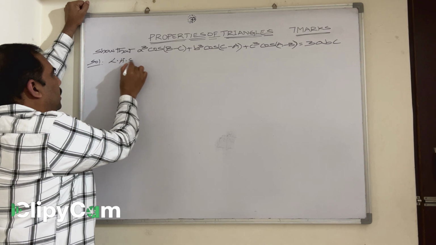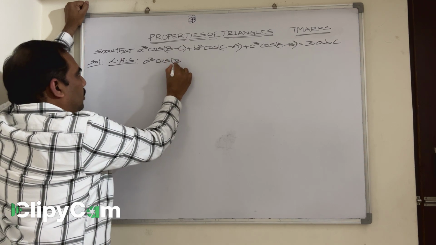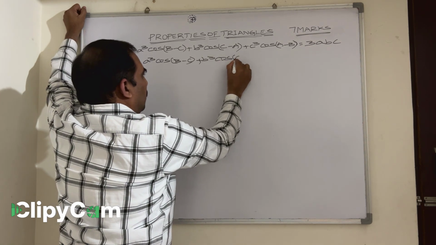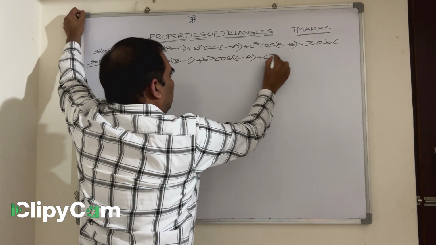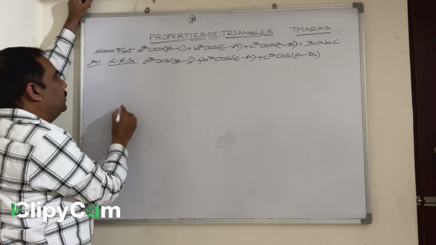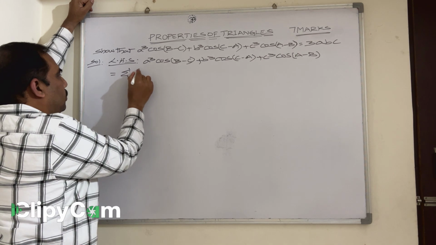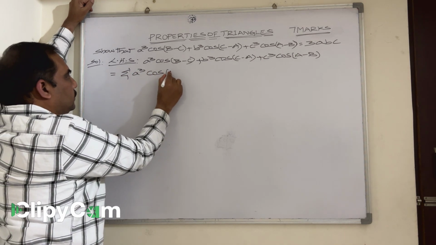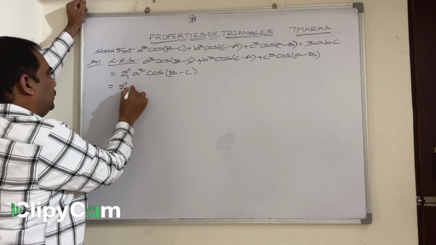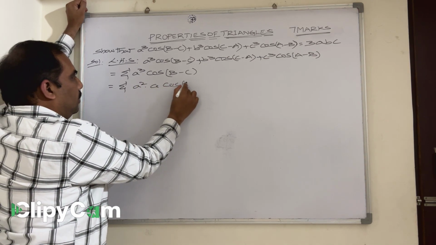So LHS we have a cube cos(b minus c) plus b cube cos(c minus a) plus c cube cos(a minus b). Now, using sigma and taking only one term, sigma a cube cos(b minus c). Further, writing sigma a cube as a square into a cos of b minus c.